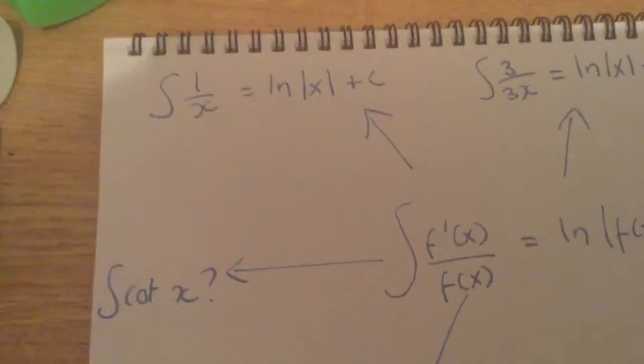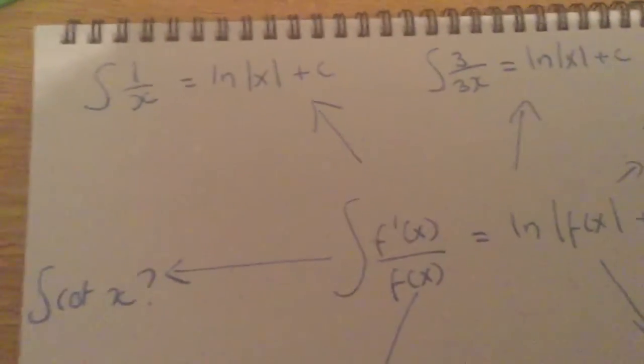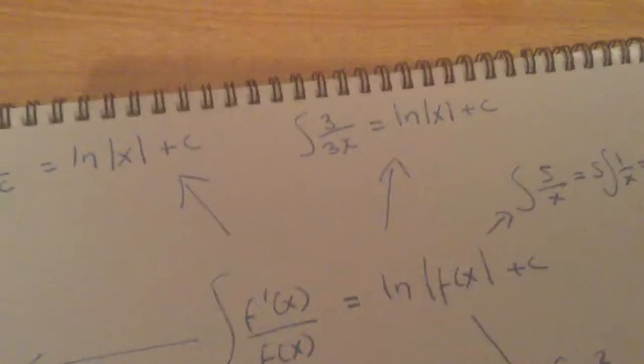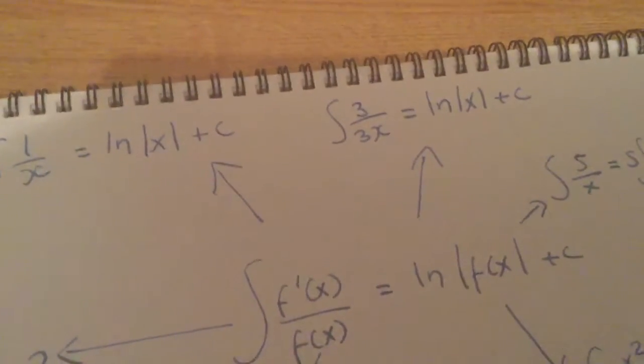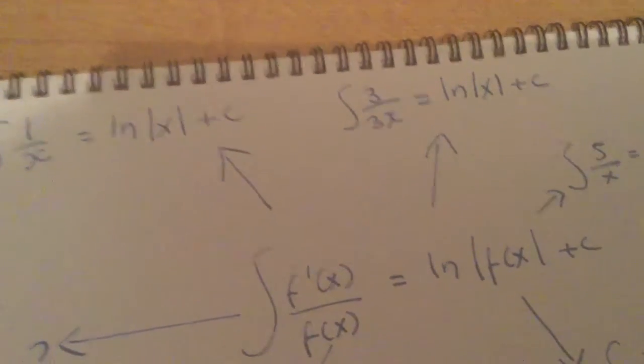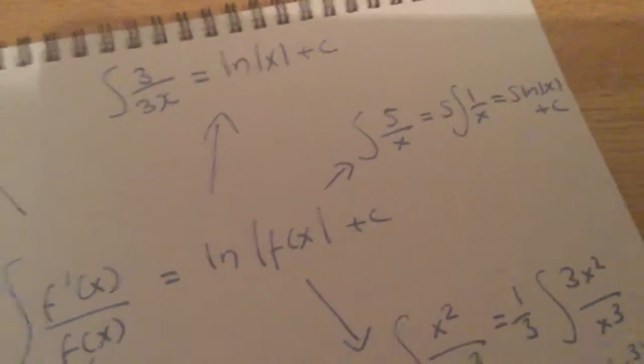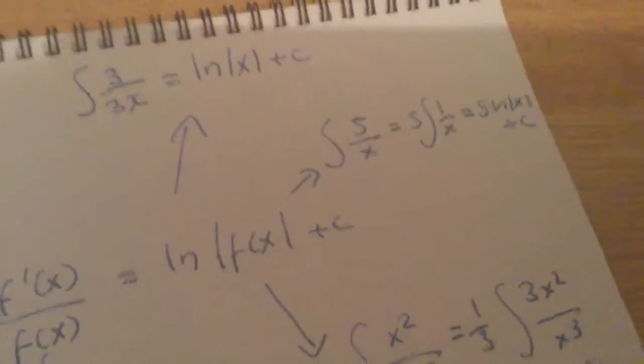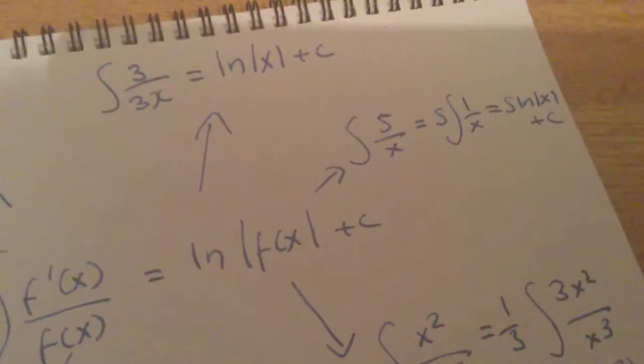Pretty simple. Sometimes you're going to get things that can simplify down to 1 over x. So for example 3 over 3x, that's obviously just going to become 1 over x. You get ln x plus c. Sometimes you're going to get things that don't quite differentiate. So differential of x is 1, not 5.